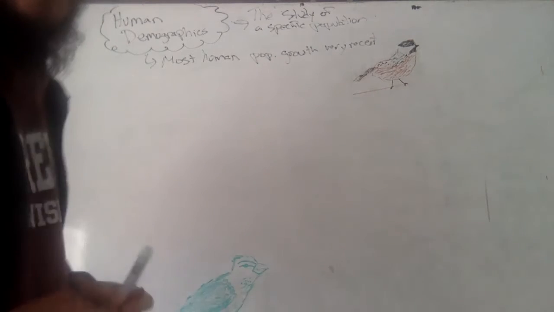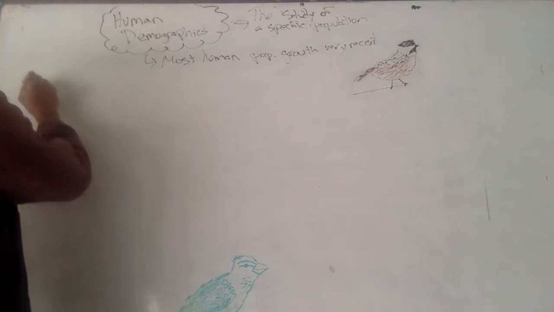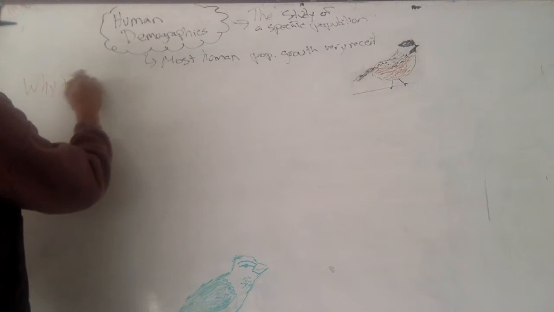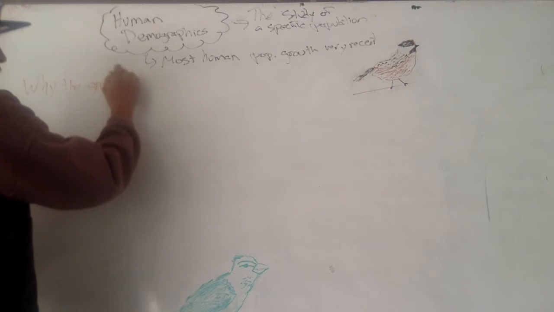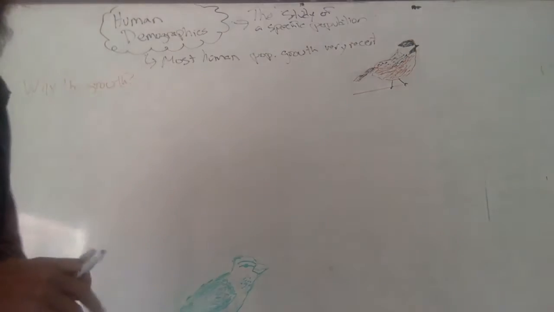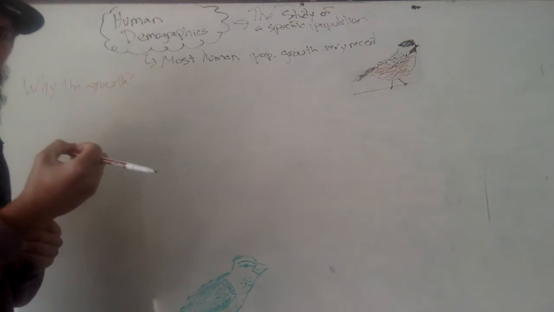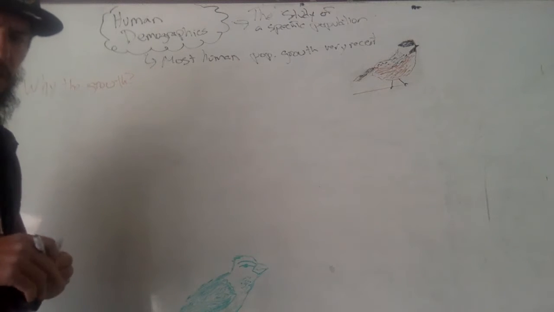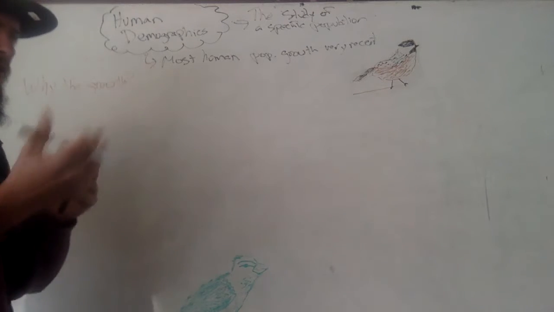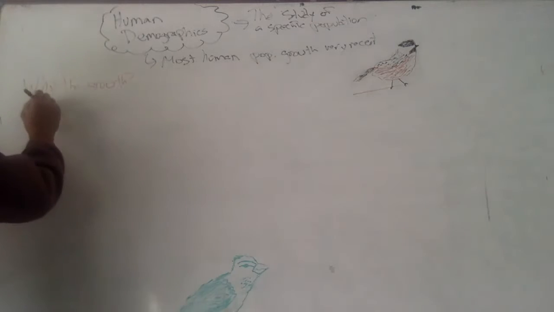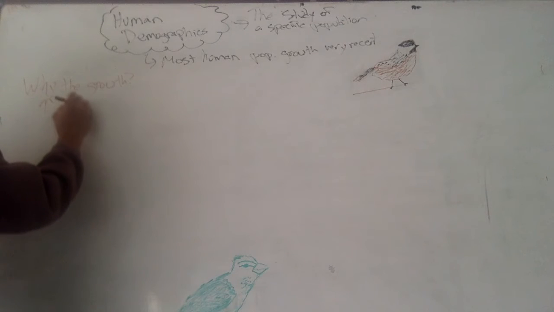So one of the big questions is why the growth? What is causing such a huge increase in human population at that one specific point in time, and why did it take so long? There are a few different factors playing in here. We had an increase in food and nutrition.